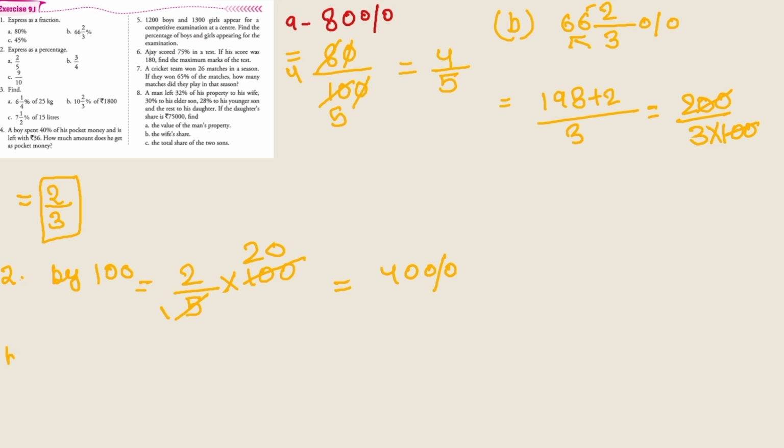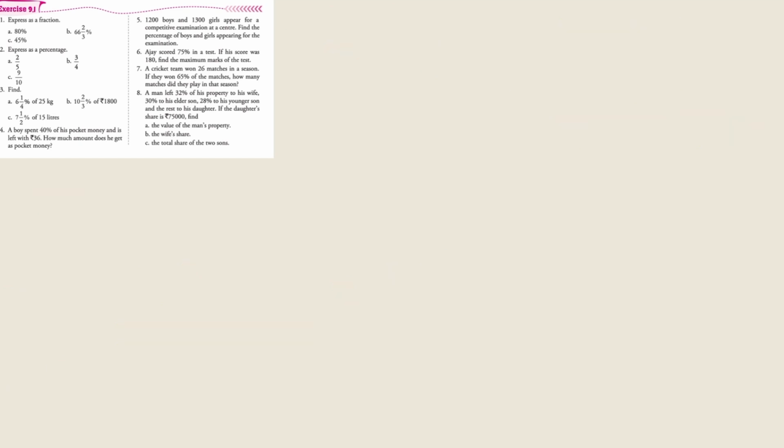Now the second part, 3 upon 4. Again, multiply it by 100. This will be 75%. Okay. Now let's come to the third question.